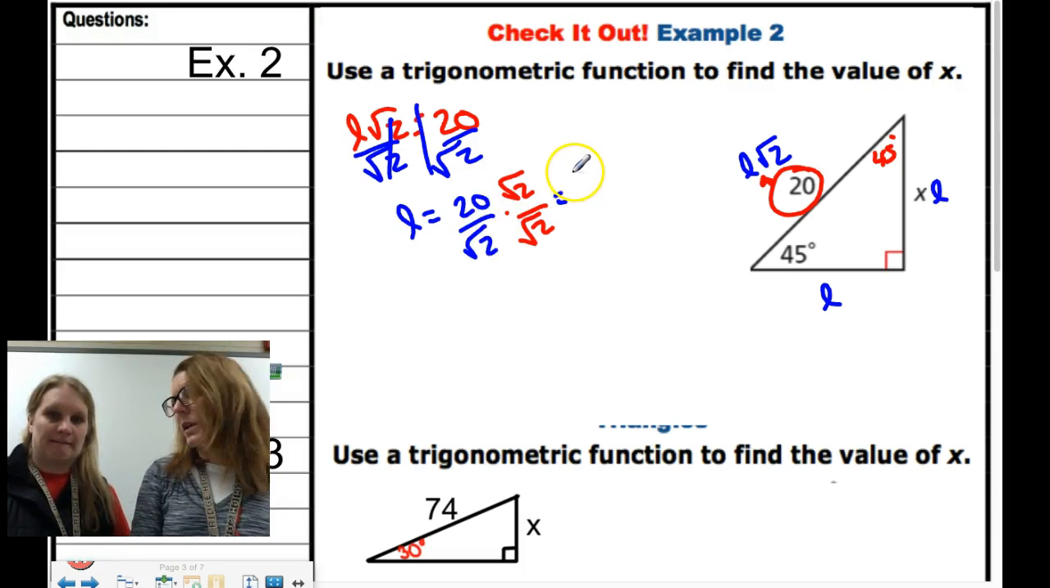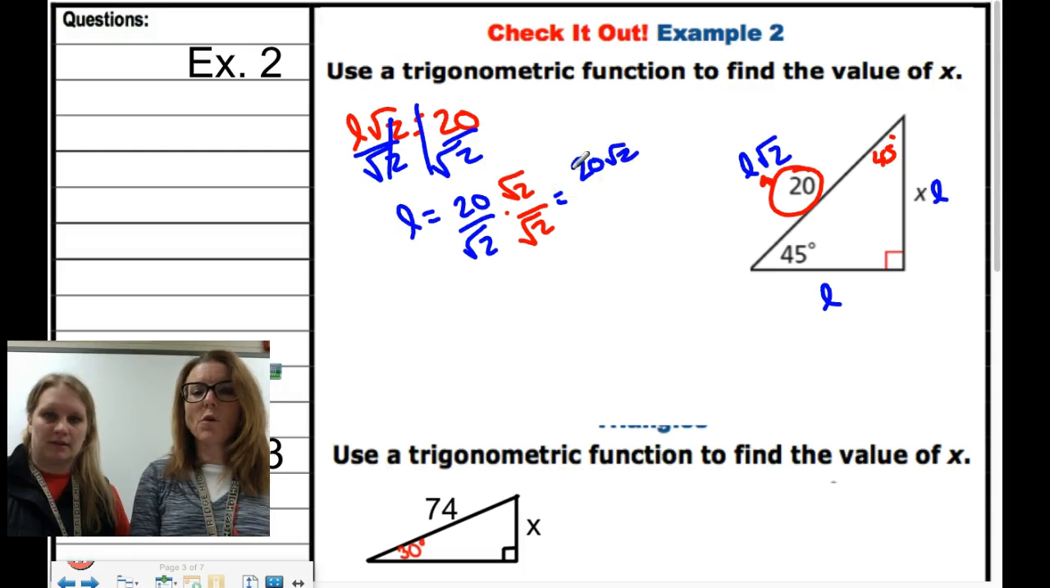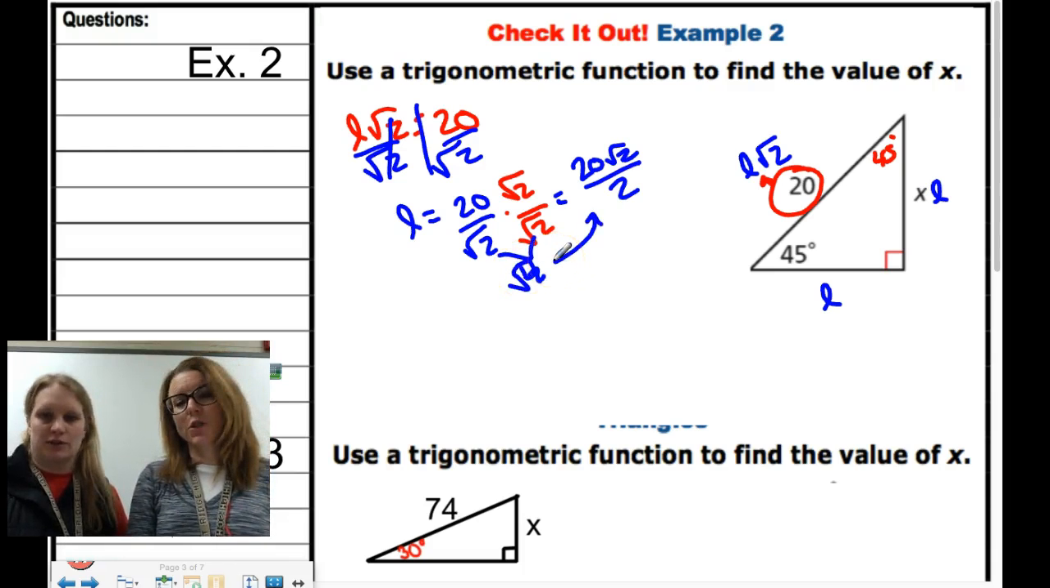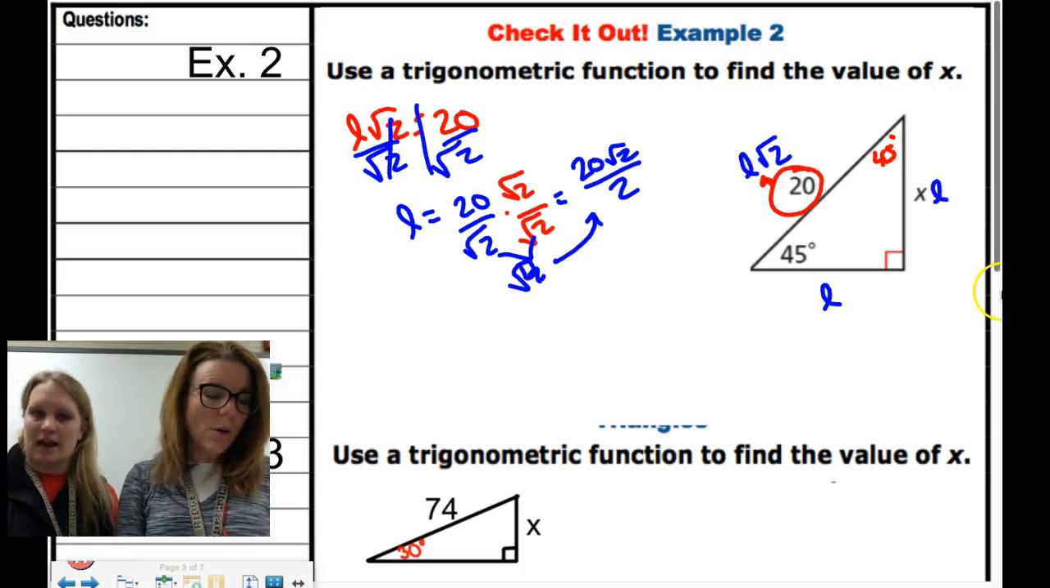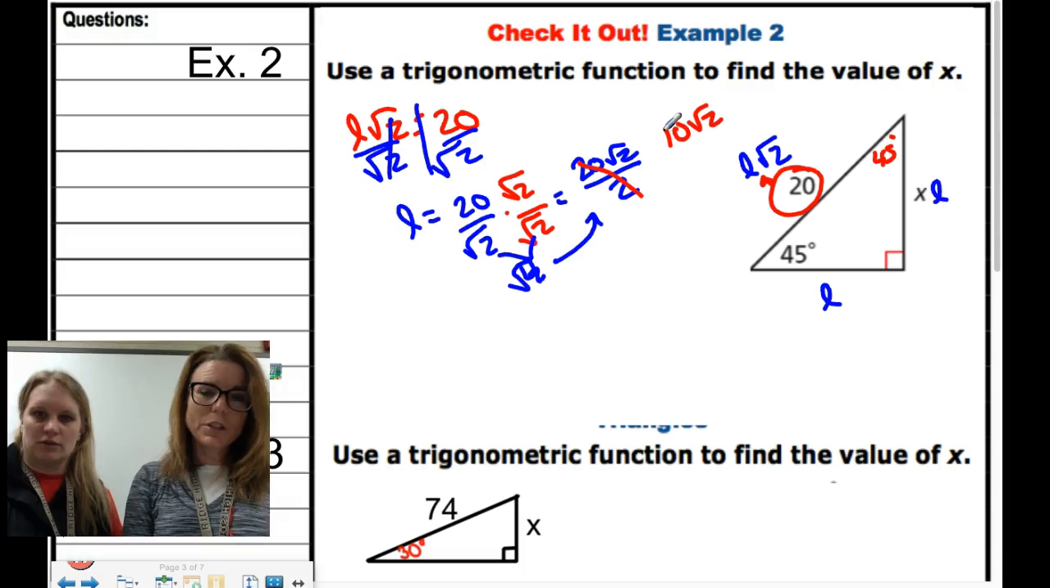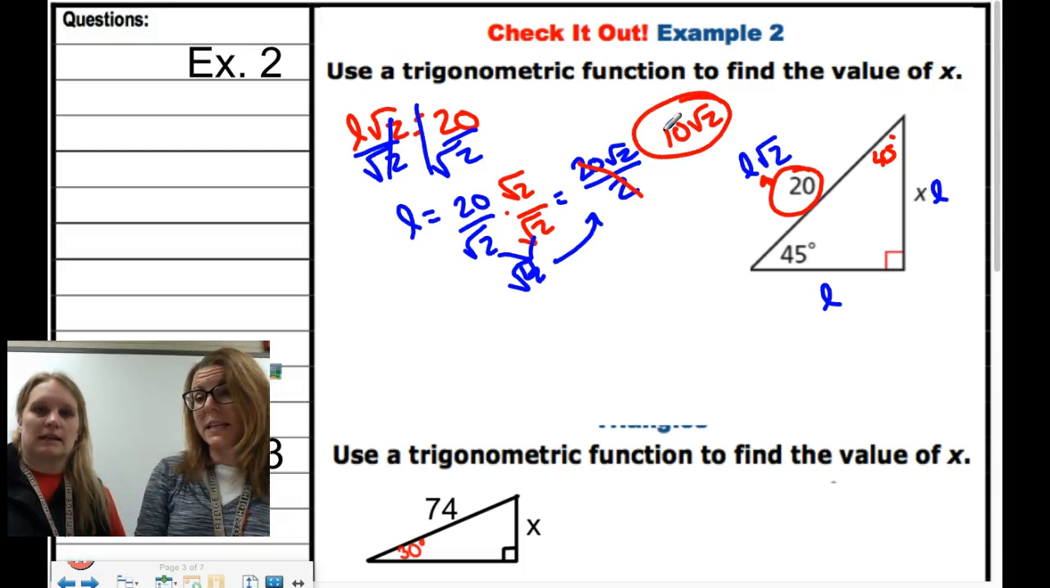Let's write 20√2 over 2. Is that what you mean? That's what I was asking. So √2 times √2 is really √4, which is 2. Now we can simplify. 20 divided by 2 is just 10. So 10√2 is equal to x, and that's what it's asking us to find.